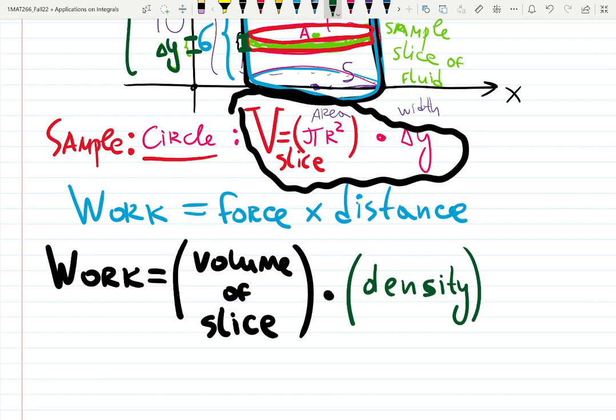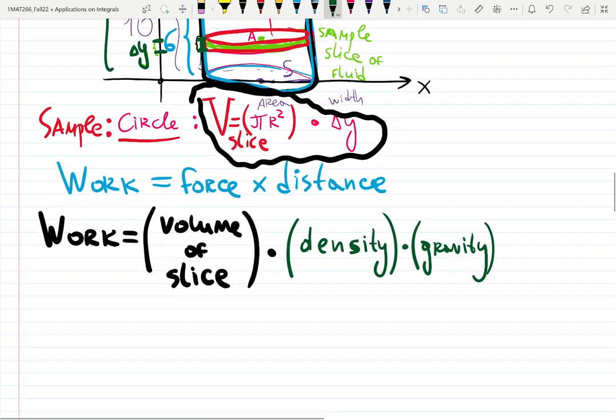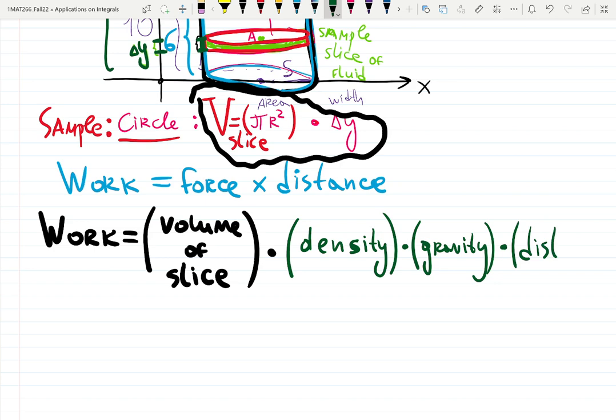Density. Then it's heavy and goes against the gravity. It's not falling down. It's going up. So times the gravity. Gravity times the distance, how high we need to lift those pieces. If we're lifting 1 meter, it's one thing. If we're lifting to the 15th floor of a building, it's going to be another work. So times the distance for each slice to travel, the distance to travel.